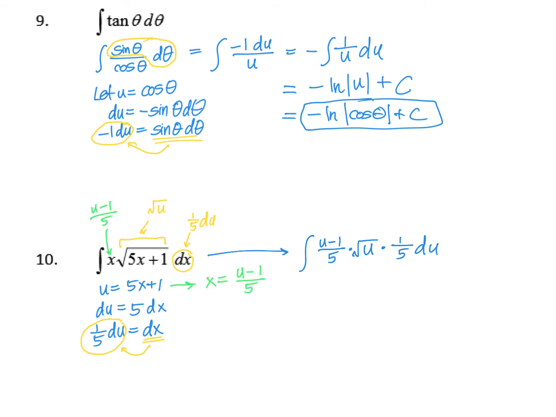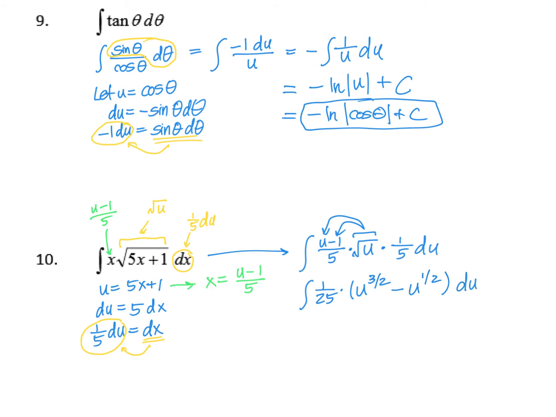Now, this looks kind of complicated, but it's actually really nice because I can distribute this root u into here and into here. At the same time, I'm going to combine this 5 with that 5 to make 1 over 25. So I have 1 over 25, and then u times root u is u to the 3/2. And then this minus 1 distributed to this root u is minus u to the 1/2. And then I still have my du out here.